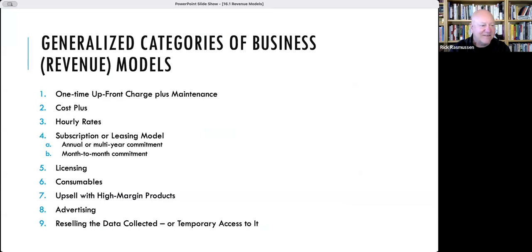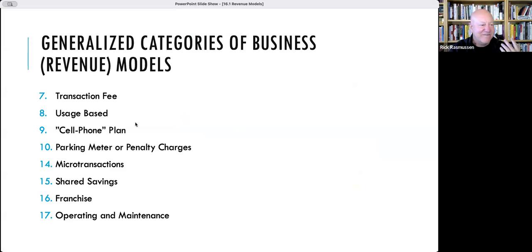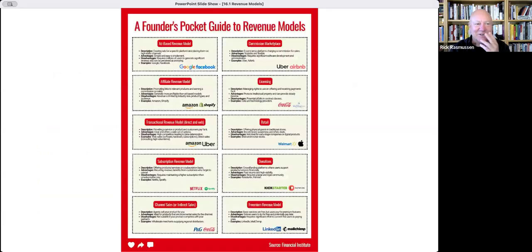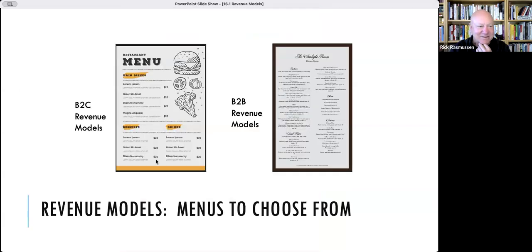You can see hourly rates and licensing and advertising and transaction fees and microtransactions and franchise fees. Oh my God. All right. How do we sort through all that? Oh, here's more lists. Ad-based, affiliate revenue, transactional models, subscription models. Oh, yeah.